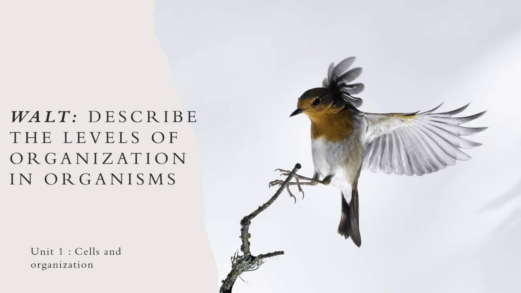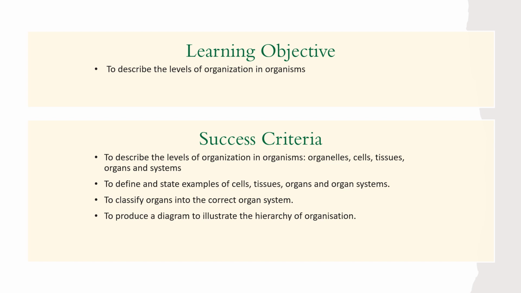So in this video, we'll be talking about different levels of organization in organisms. So basically how something is going from something really small to something more complex. By the end of this video, you should be able to name all these levels of organization and classify them into the correct organ system, and of course give some examples.